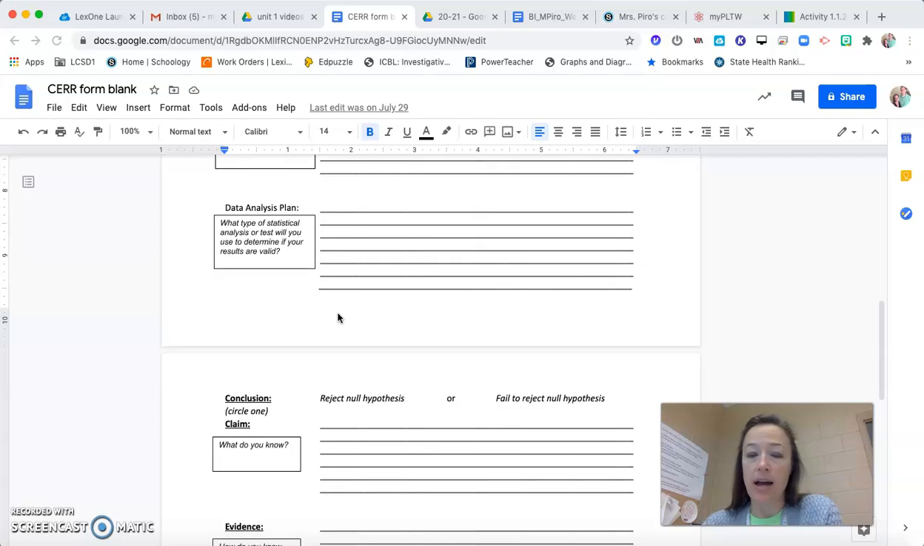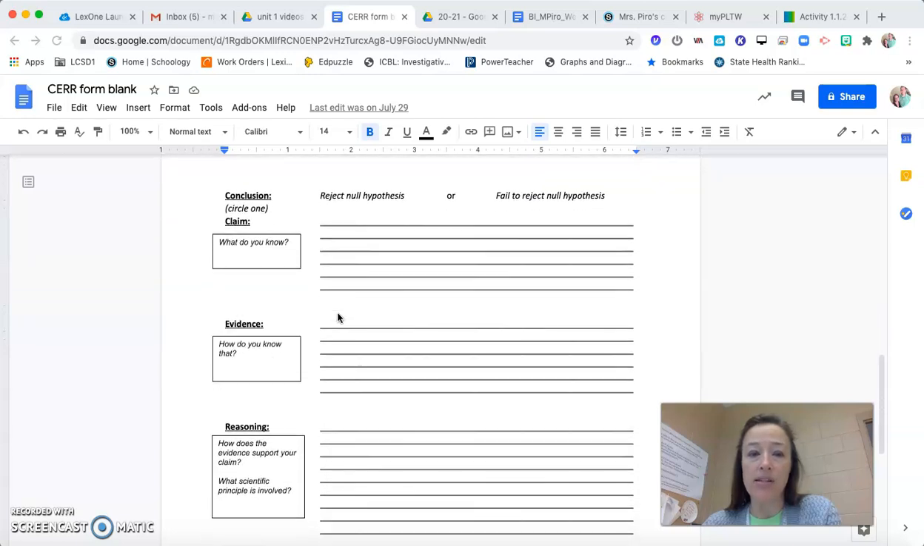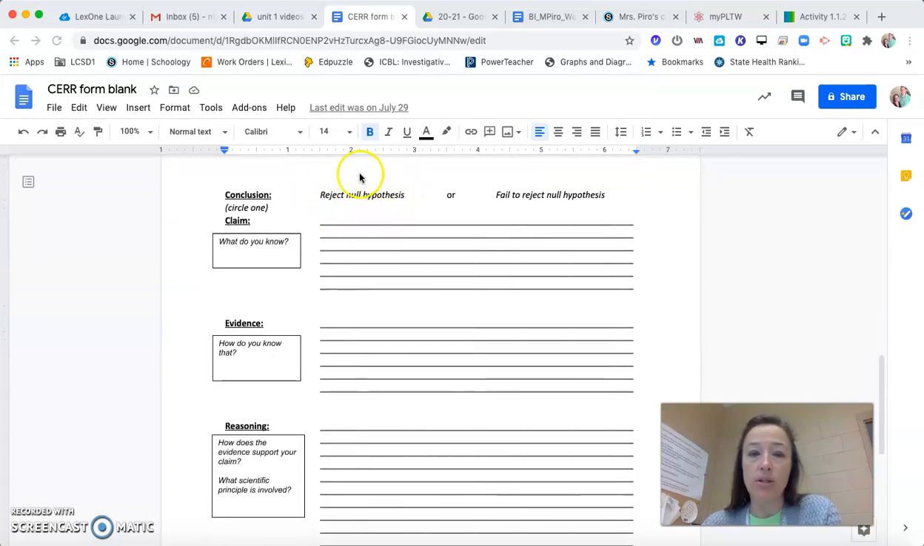So now that you've done all that, you've collected your data, you've run your analysis, and you know whether or not you accept or reject your null, you come to the back of the CERR form and you circle either reject your null hypothesis if there is a difference, or if there's not, if your chi-square or your standard error bars show that there was no significant difference between the groups, then you would circle this, fail to reject, which means you accept your null hypothesis.